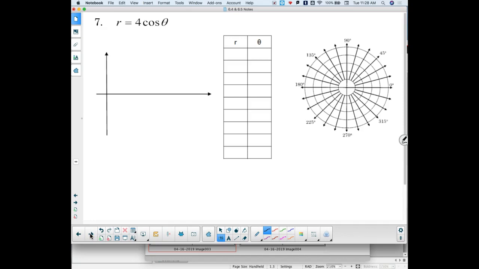Okay? So if I were to think about this one, r equals 4 cosine of theta. R is like y. Or no, excuse me, r is like x, right? Isn't it? And theta is like y in the pole? Or is it flipped around? Which one is it?